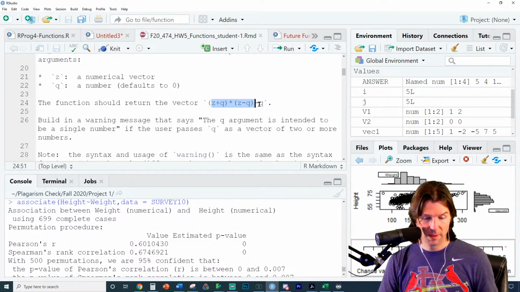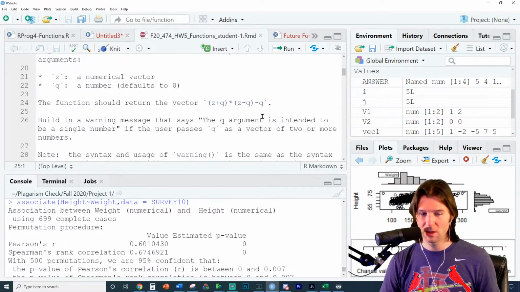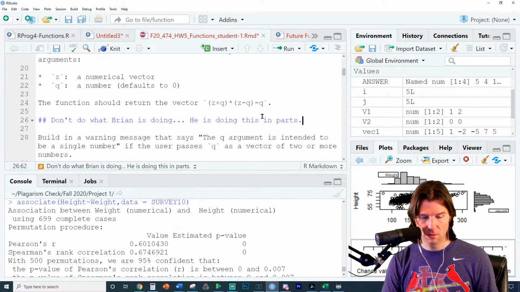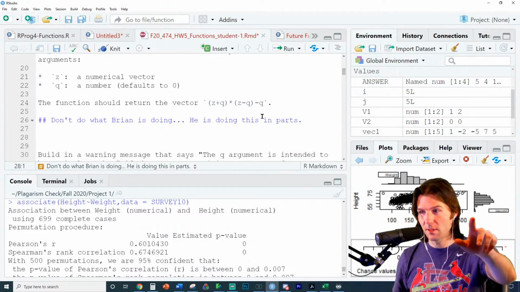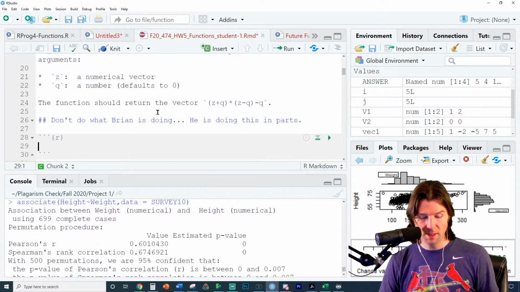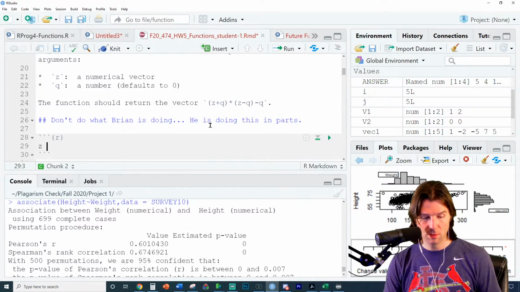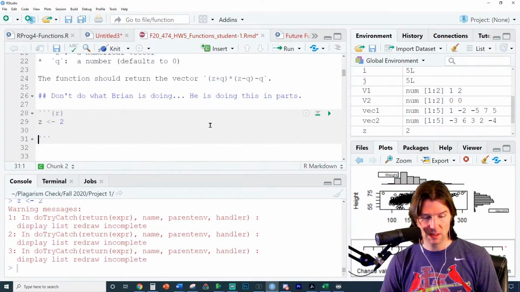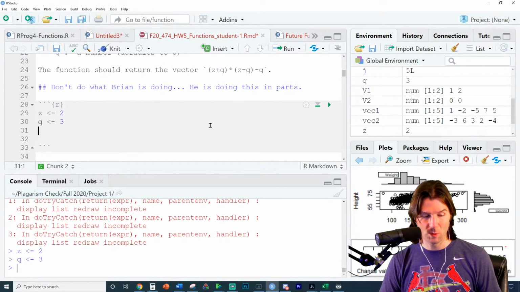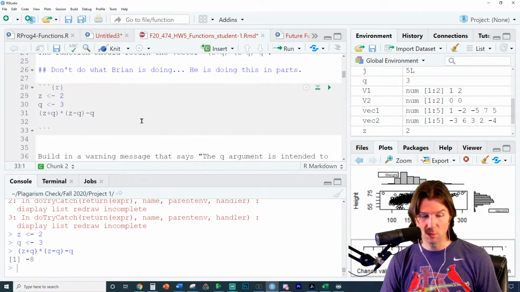I made a mistake on it. So the function takes 2 arguments. And so I'm going to do this in parts. Don't do what Brian is doing. He is doing this in parts. So remember, we always code in little bits. We don't always code the whole thing. We want to make sure we get the parts done. And right now we want to basically use this function. It's built for us. We can test out this function to see if it works by running it, and it works.